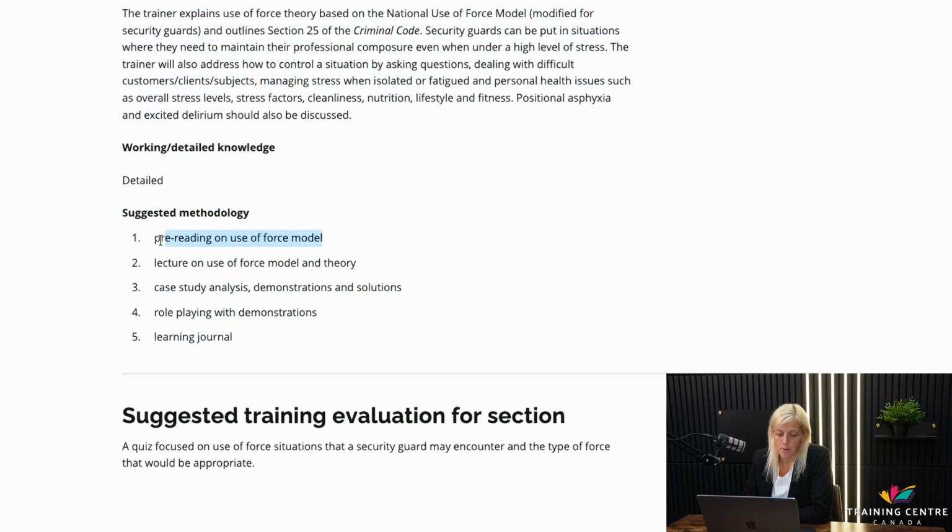You're going to have pre-reading of the use of force model. You're going to have a lecture on the use of force model and theory, case study analysis, demonstrations and solutions, role playing and demonstrations, and of course using your learning journal, which is very key to the training courses, whether you're doing the security guard or private investigator training course. You really want to be interacting with that learning journal as much as possible. Then, of course, you're going to have a quiz based on what you've learned in this section, and that is what you will learn in Section 11, Use of Force Theory of the Ontario Security Guard Training Course.